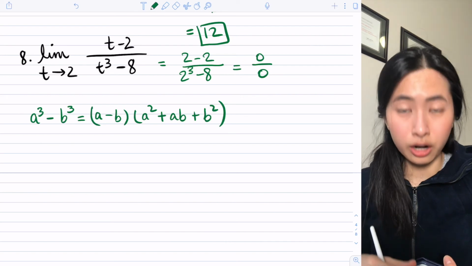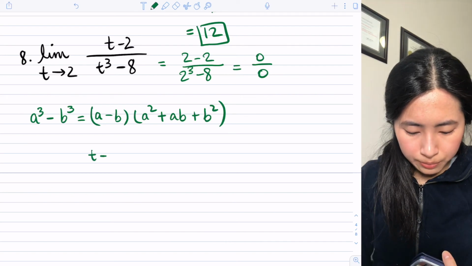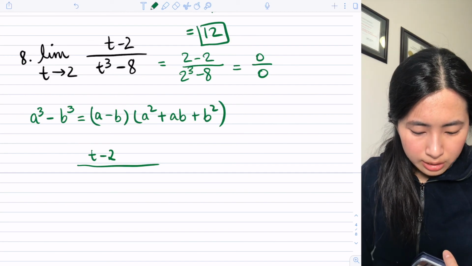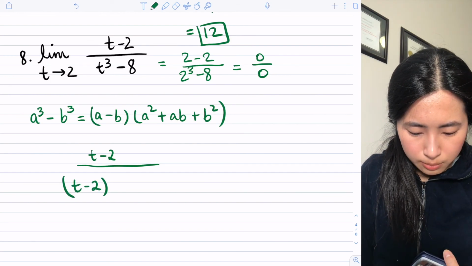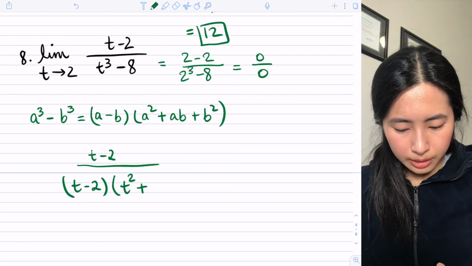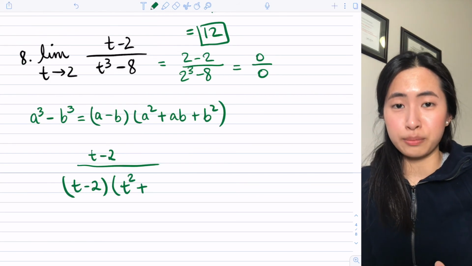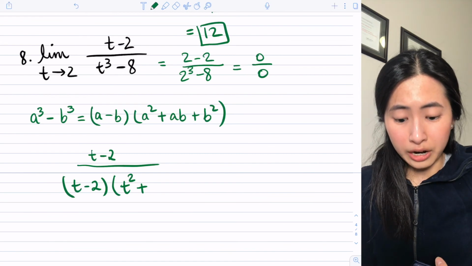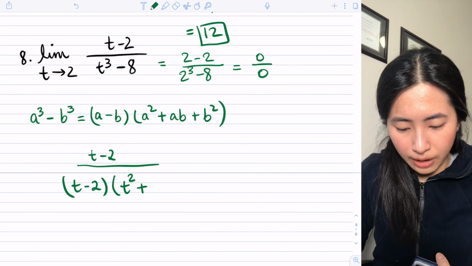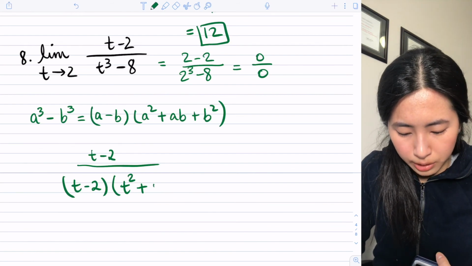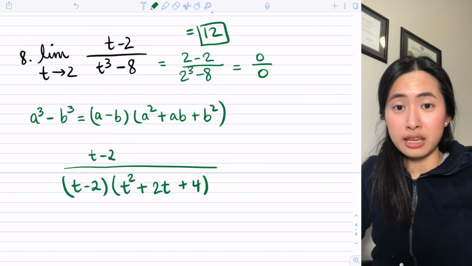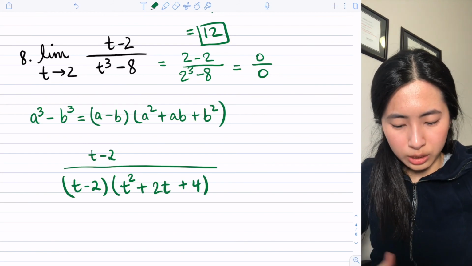So we're just keeping our numerator, which is t - 2. Then just by looking at our denominator, we would have t - 2, multiplied by t^2, and this is plus, because we're looking for our a value and our b value. Our a value is simply going to be t, and our b value is simply going to be 2. So this is plus 2t, and this is plus 4, because b is 2, and when you square that, you get 4.